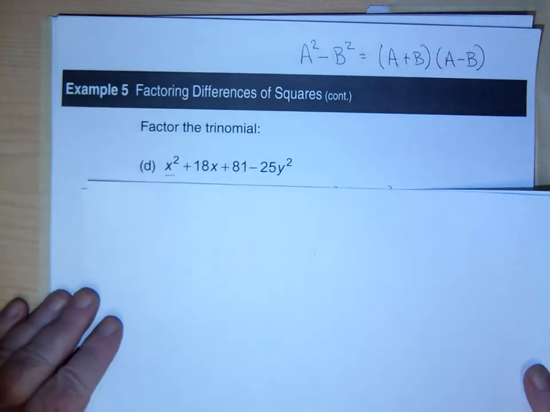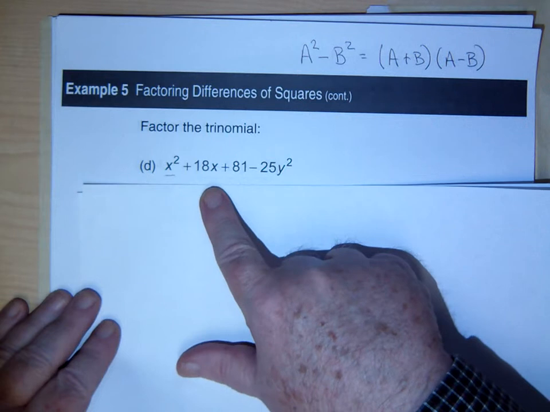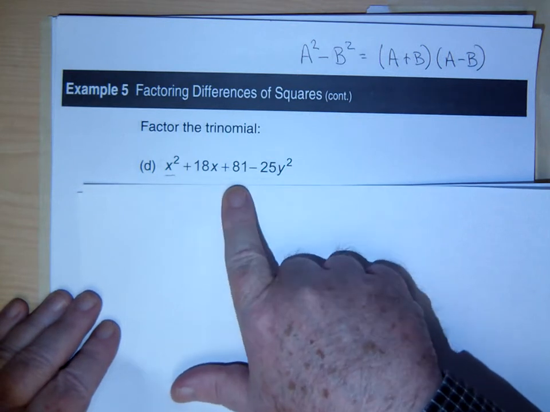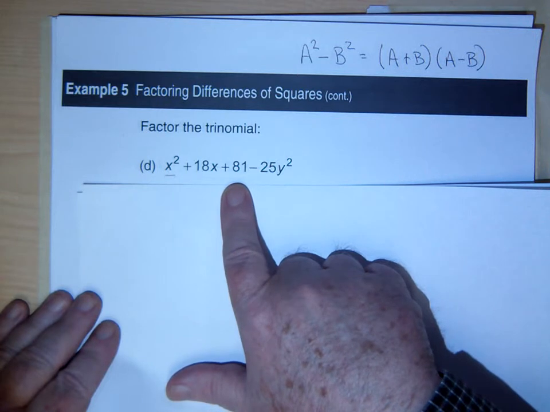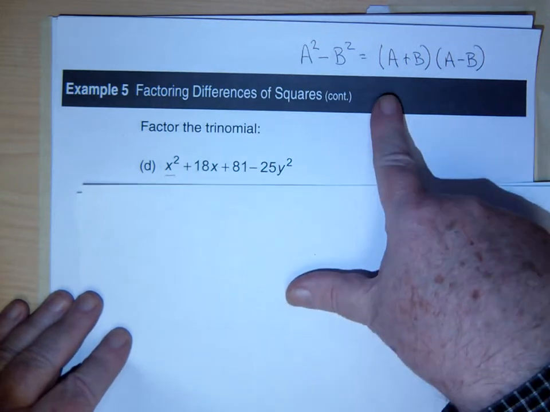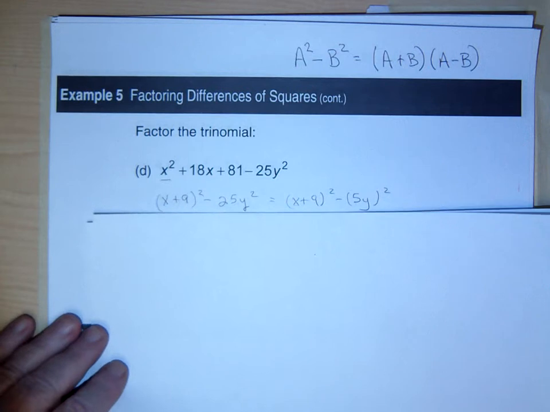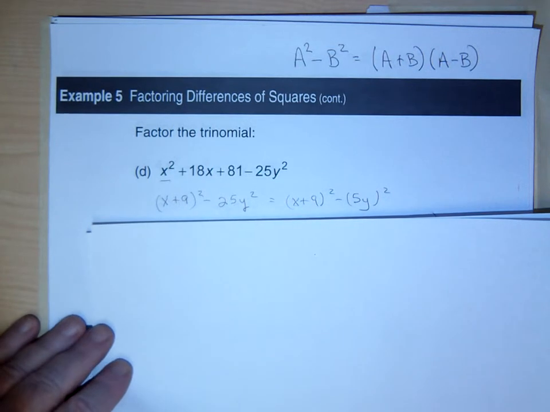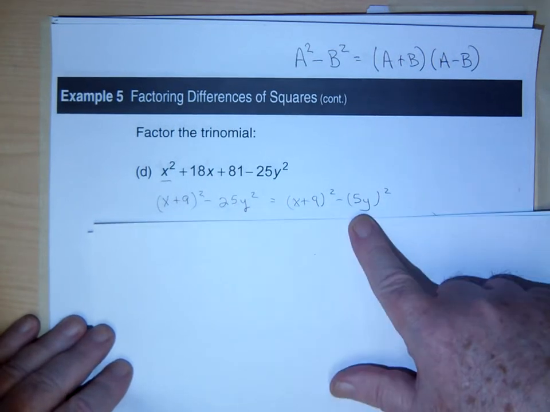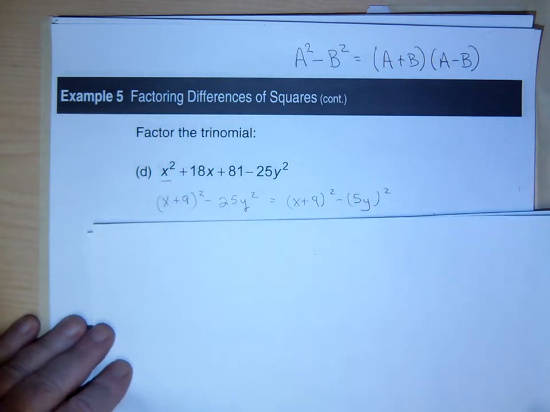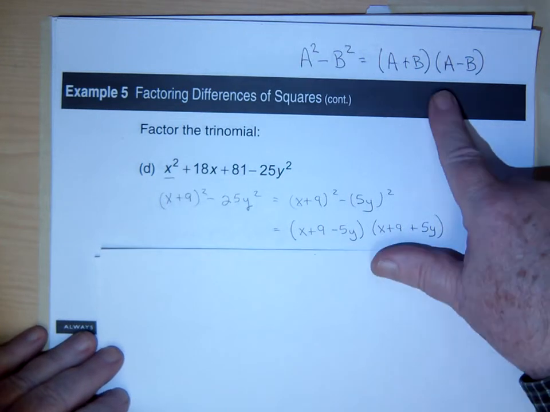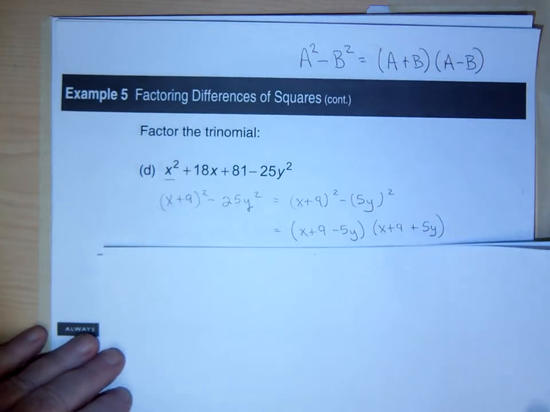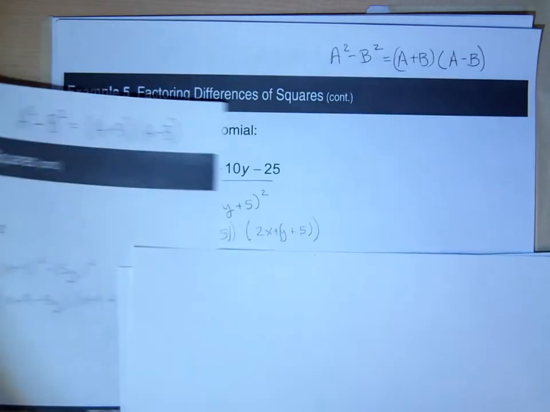And in this one, it is useful to combine, again, some processes that we have. If we look carefully at this, we see that this first 3 terms is x plus 9 whole squared. Again, we're using this identity. So what we have is x plus 9 whole squared minus 25y squared. That is x plus 9 whole squared minus 5y whole squared. And that can be factored using this identity.